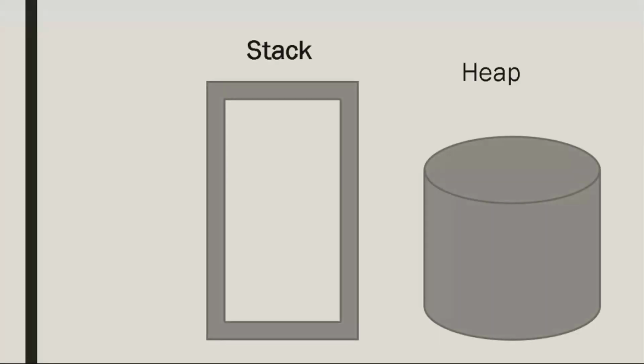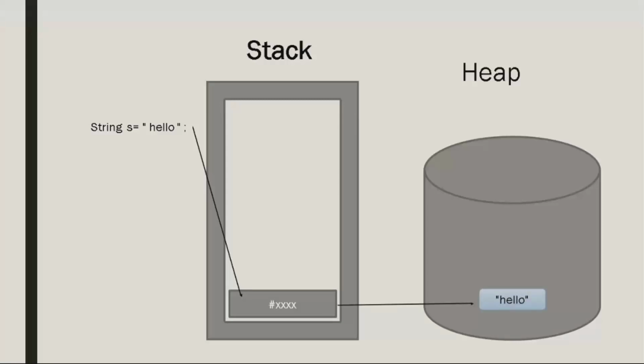What do I mean by a reference? Well, it's simple. When I create a variable of a reference type, let's take for example string s equals "hello", the stack will hold a reference, or we can say an address of that object that we created, and not the value itself. And that address will point at the value we assigned to s, which is stored in the heap.